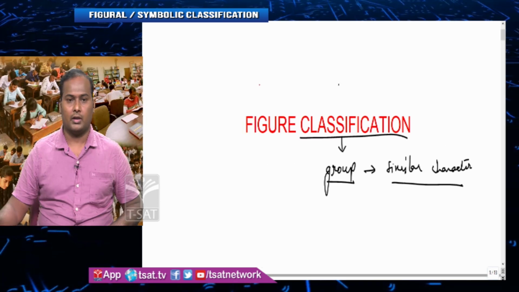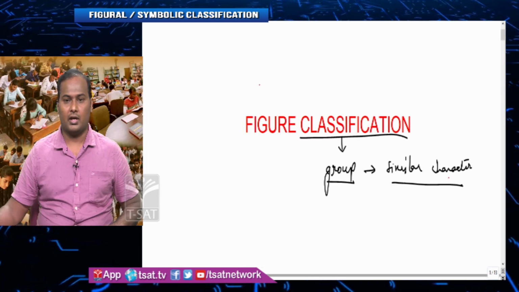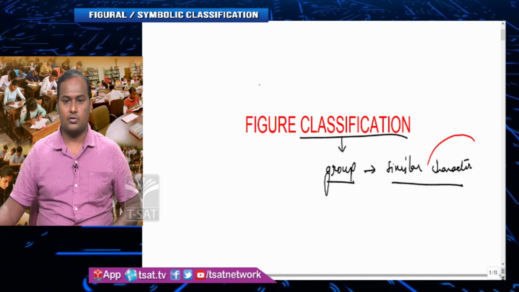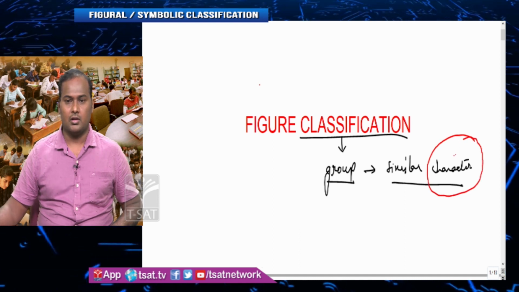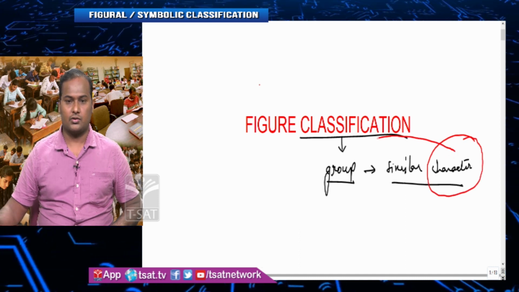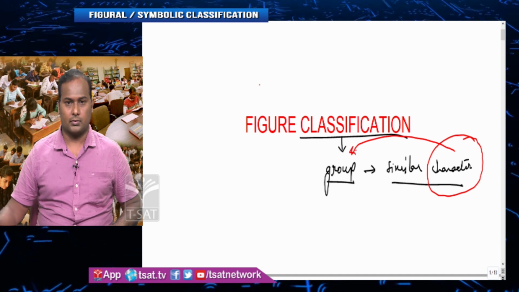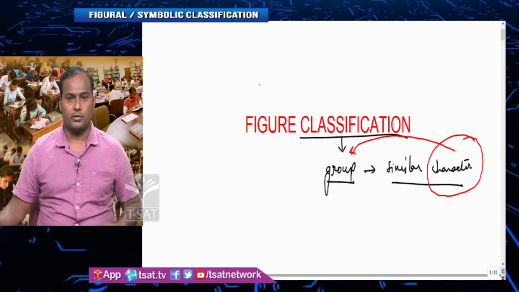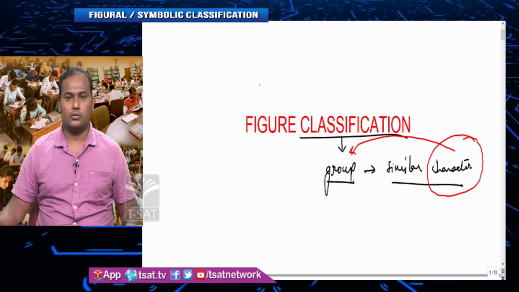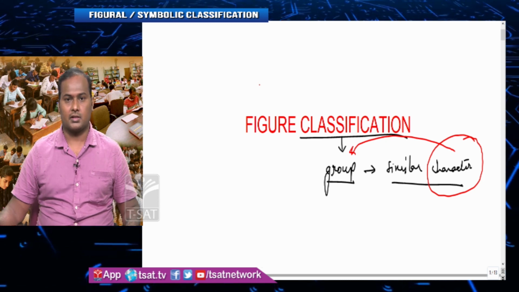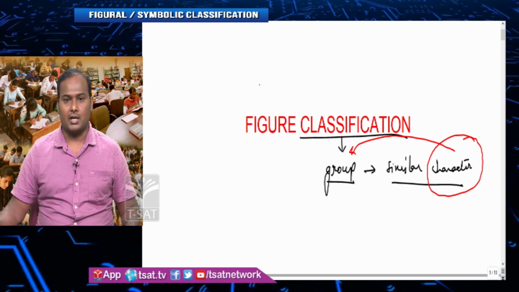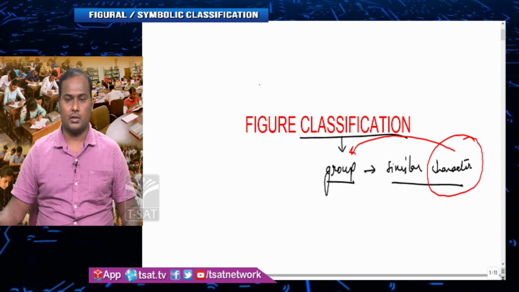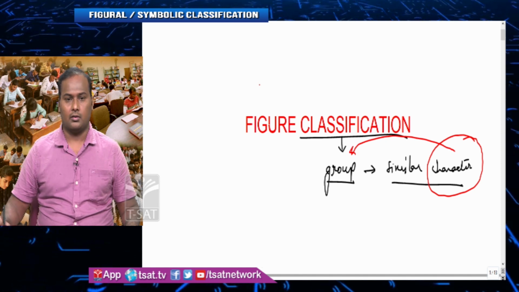So what the student has to do is identify, based upon this character, and divide it into groups. That's what the examiner is going to test. The examiner is going to test the observation skill, that based on which character he is going to form the groups, that too in figures.